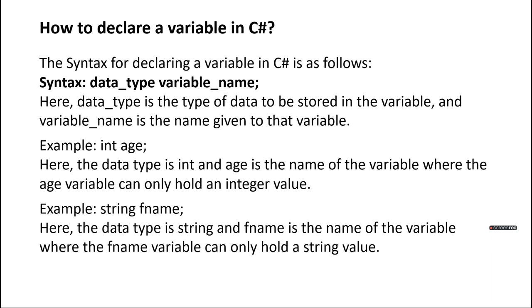How to declare a variable in C#? The syntax for declaring a variable in C# is data type variable name. Here data type is the type of the data to be stored in the variable and variable name is the name given to that variable. Example, int age. Here the data type is int and age is the name of the variable, where the age variable can only hold an integer value. Example second, string fname. Here the data type is string and fname is the name of the variable, where the fname variable can only hold a string value.